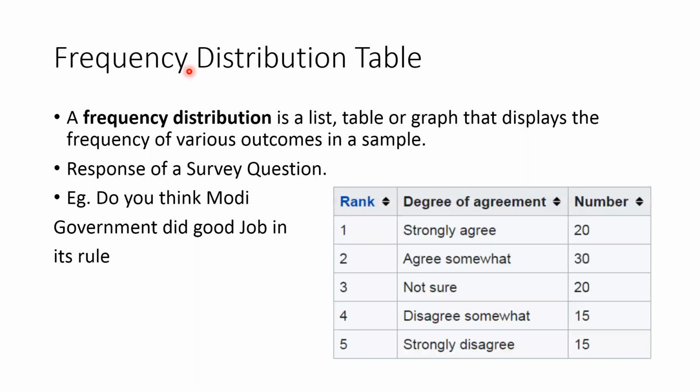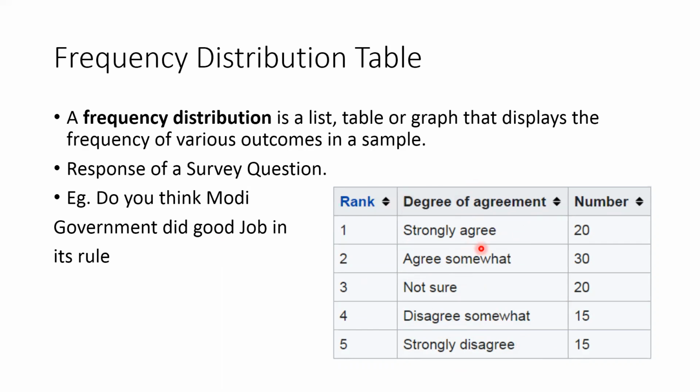So let's see what a frequency distribution table is. Now suppose I went to 100 people and asked them this question: do you think the Modi government did a good job in its rule? Is the Modi government doing a good job? There can be multiple answers. Some people will agree that yes, they have done a very good job. Some people will say they have done okay work. Some people will say that we are not sure about this. So these are different kinds of answers that I can get.